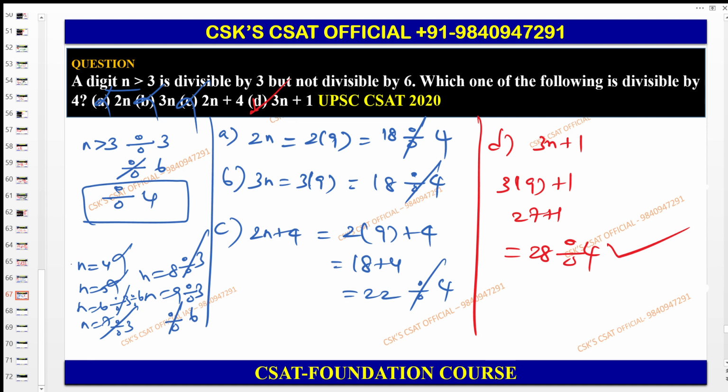Everyone understood? Sir, how is 3n plus 1 divisible by 3? Not divisible by 3. When you are replacing, that n should be divisible by 3. Here what is n? 9. This 9 is divisible by 3 but not divisible by 6. First condition satisfies. If it satisfies, then only you need to take the value of n. After substituting the value of n, you need to check whether the resultant is divisible by 4 or not. Understood?